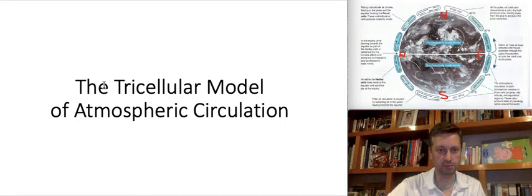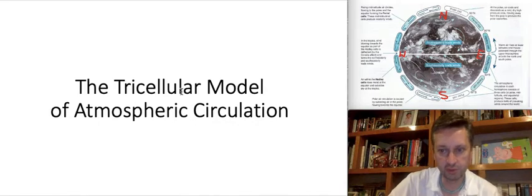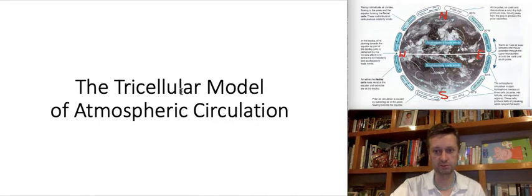This video will be about something called the tricellular model of circulation. It basically explains the movement of air around the planet, and the reason we're interested in it is because that is what creates conditions for different types of biomes. So it's one of the things that affects biome distribution. It's one of the main ones, but it's not the only one. Yeah, you know that already. We'll talk about that a bit later.